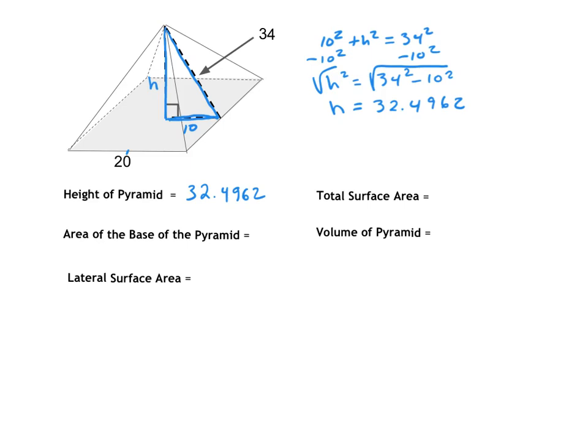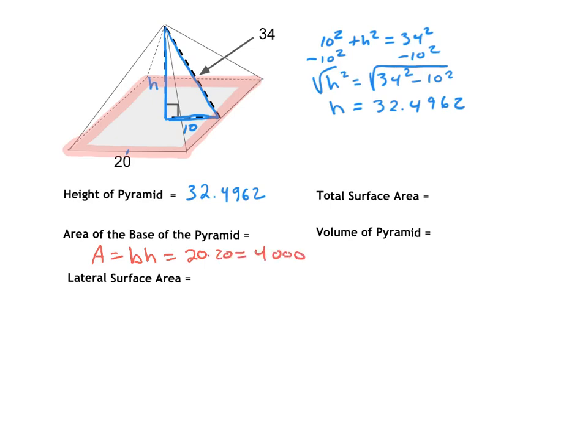The next thing I want to do is find the area of the base. The base is just going to be the bottom in this case, so that's going to be this part right here. Since that's a square base pyramid, all I need to do is say that the area is equal to base times height. Since they're both the same this time, it'll be 20 times 20, or just 20 squared, which is 400.